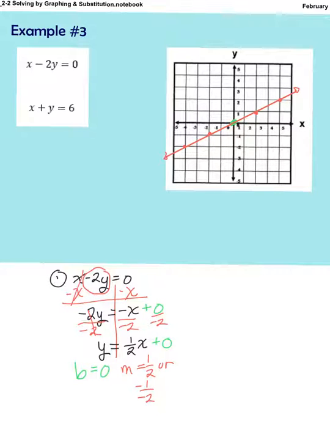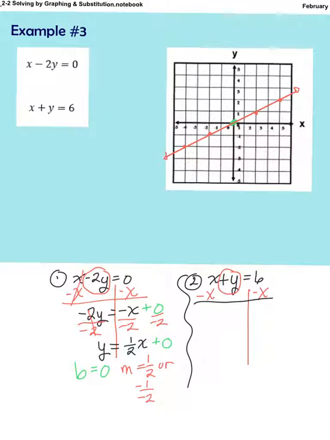All right, let's look at the second one. So I'm going to take the second equation, which is x plus y equals 6, and I'm going to solve that for y. To get the y by itself, the x is positive, so we will subtract x. We are trying to get it into slope-intercept form, so the x needs to come first. So y equals negative x and a positive 6. So my constant is 6, so my y-intercept is 6. So that means we're going to start all the way up here.